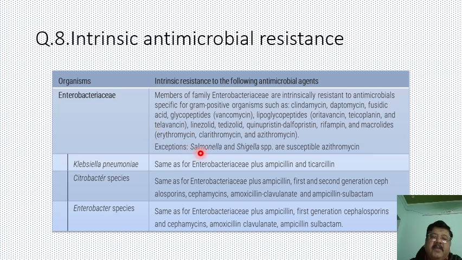But there is a little bit of exception: Salmonella and Shigella are susceptible to azithromycin. Then Klebsiella pneumoniae: same as Enterobacteriaceae plus ampicillin and ticarcillin. Then Citrobacter species: same as Enterobacteriaceae plus ampicillin, first and second generation cephalosporins, cephamycins, amoxicillin-clavulanic acid, and ampicillin-sulbactam. Enterobacter species: same as Enterobacteriaceae plus ampicillin, first generation cephalosporins, cephamycins, amoxicillin-clavulanic acid, ampicillin-sulbactam. So these are the intrinsic.